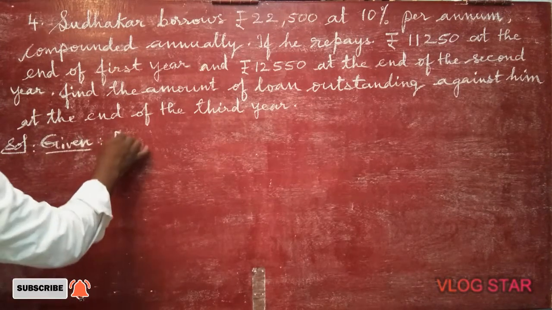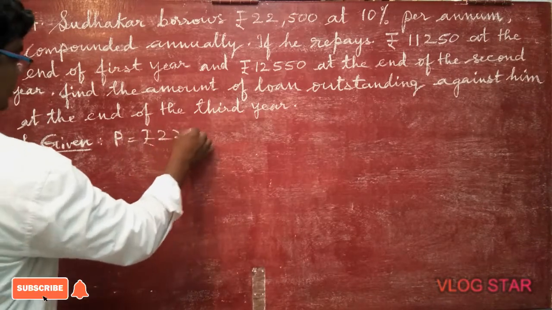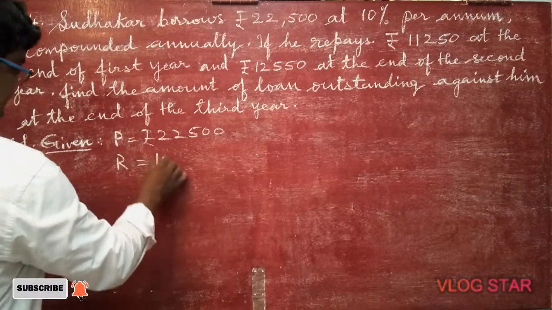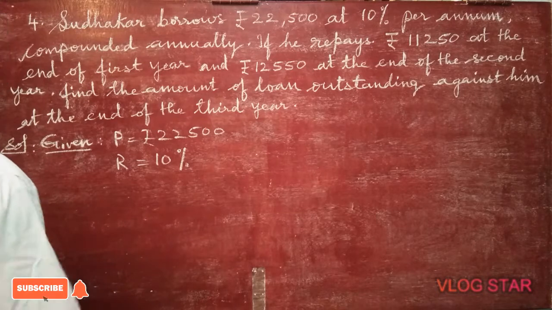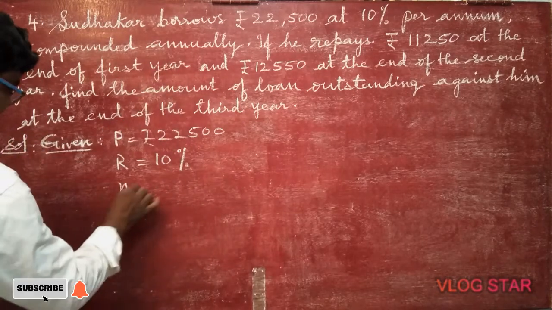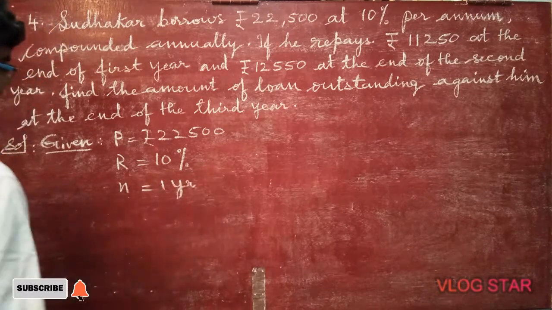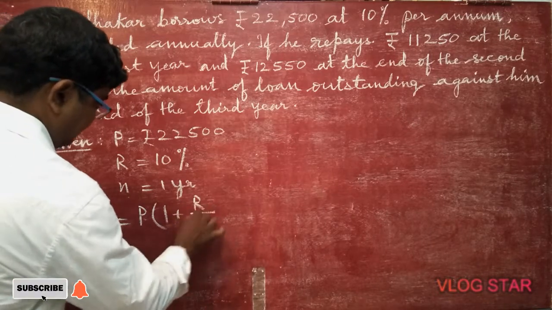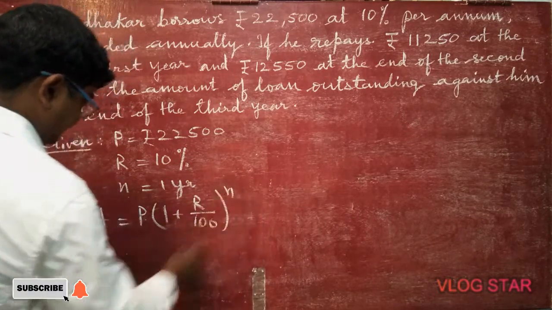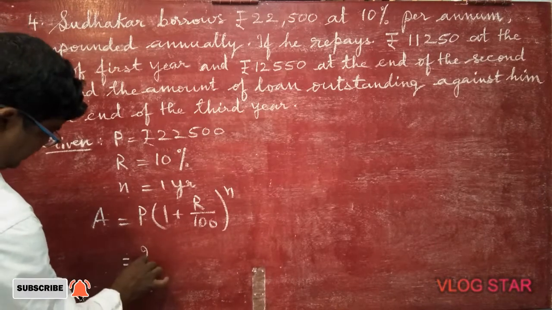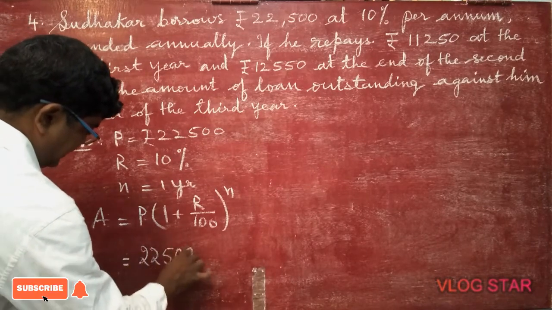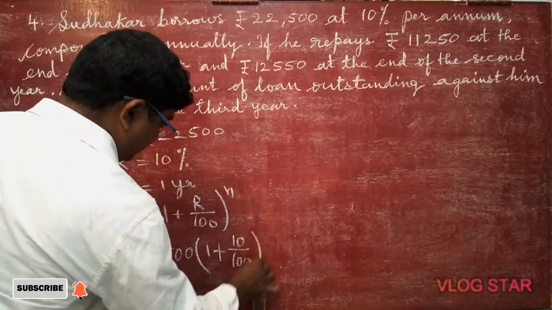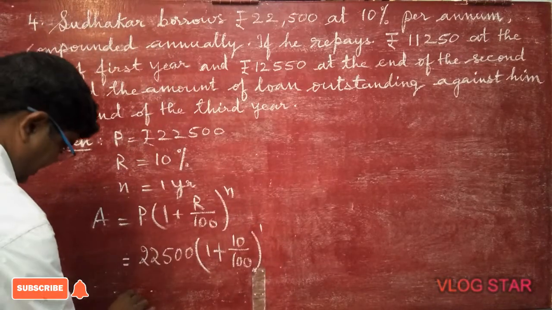What is given? P is equal to rupees 22,500. Able to follow? Next, R is given, 10%. Next, compounded annually, so N is equal to 1 year for every year. So amount is equal to P into (1 plus R by 100) whole power N. That is equal to 22,500 into (1 plus 10 by 100) whole to the power of N. N means 1.